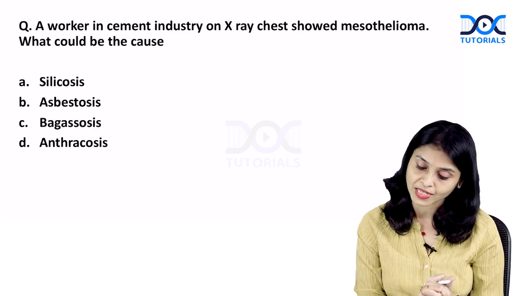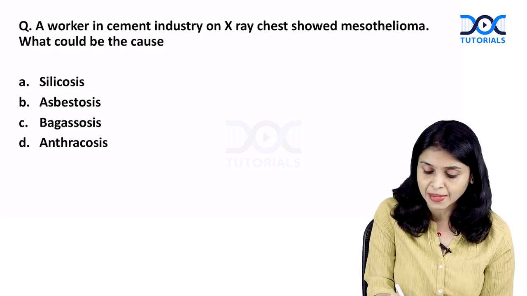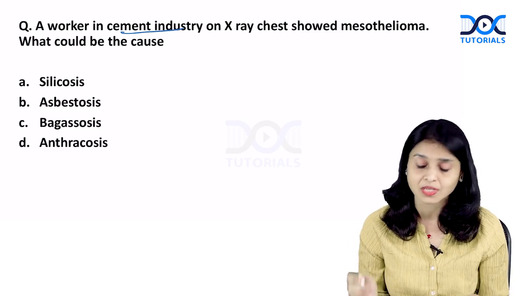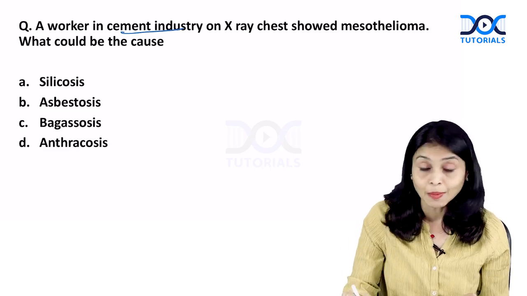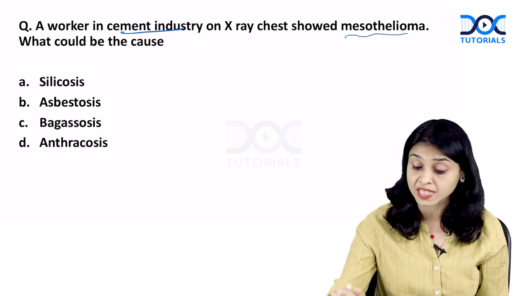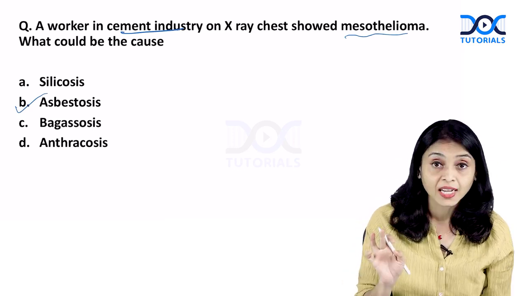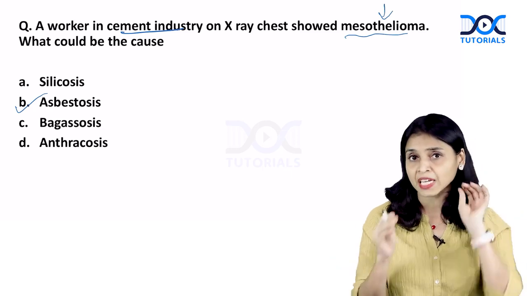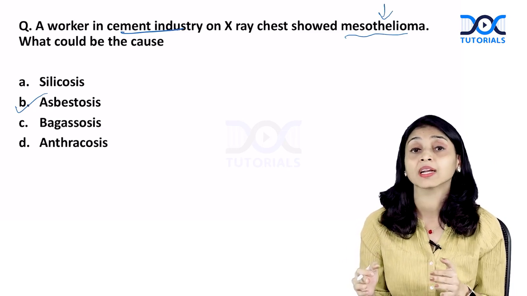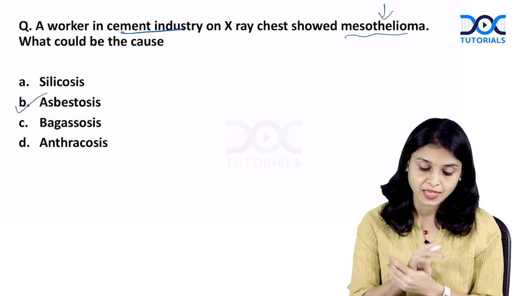A worker in a cement industry, on chest X-ray, showed mesothelioma. What could be the cause? This is a question from occupational health. When you see cement, your first impression is, okay, maybe silicosis. But here the answer is not silicosis. What is the answer here? There is something which points towards the answer, which is mesothelioma. Mesothelioma is seen in asbestosis. You know that asbestosis exposure can lead to malignancy, not only mesothelioma, it can also lead to carcinoma bronchogenic, GI malignancy. So here the answer is asbestosis.